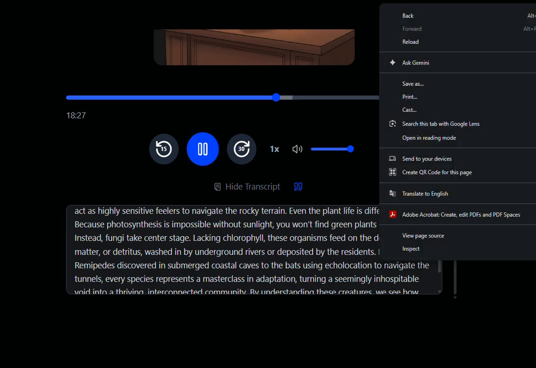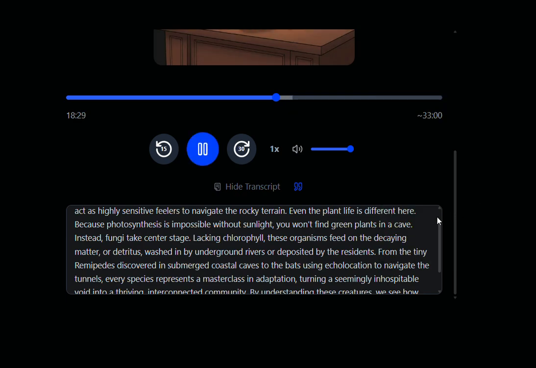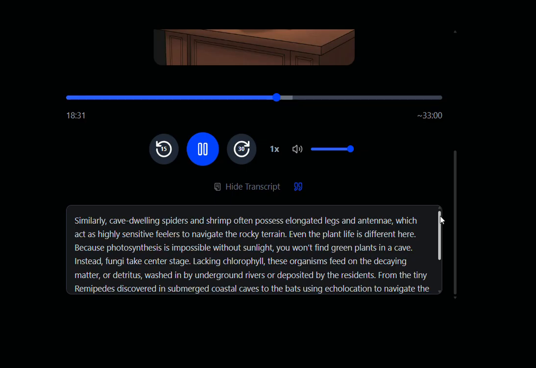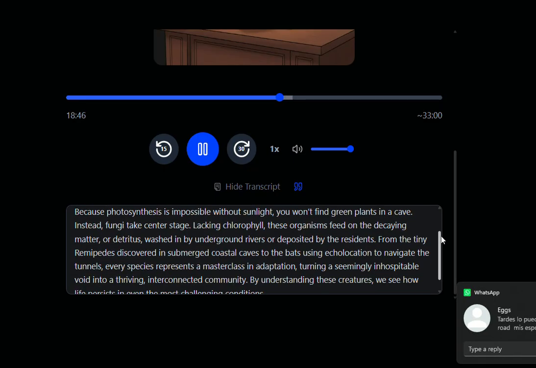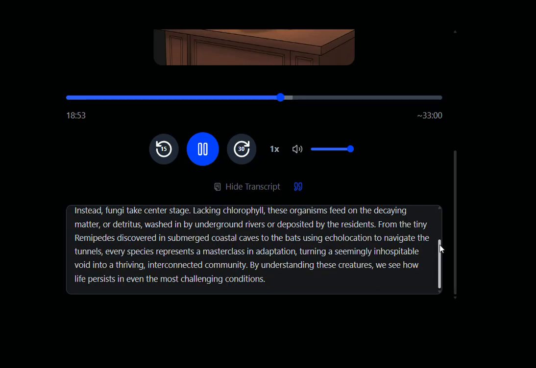Similarly, cave-dwelling spiders and shrimp often possess elongated legs and antennae, which act as highly sensitive feelers to navigate the rocky terrain. Even the plant life is different here. Because photosynthesis is impossible without sunlight, you won't find green plants in a cave. Instead, fungi take center stage. Lacking chlorophyll, these organisms feed on the decaying matter, or detritus, washed in by underground rivers or deposited by the residents.